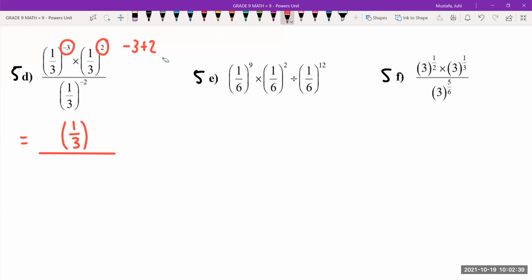Was anyone able to get 1/3 to the power of -1 for this question? Yeah, okay, good, good. And then at the bottom, we still have our 1/3 to the power of -2. Now, what do we do here?